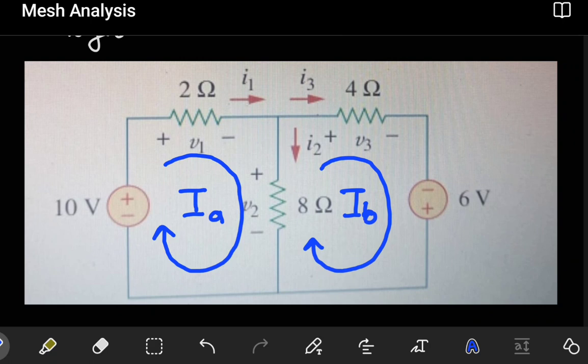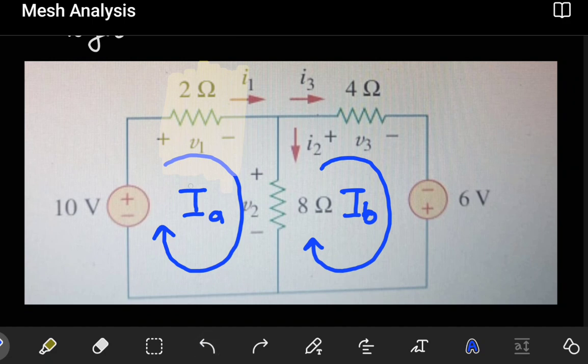Now, how does the individual current I1 relate to my mesh currents? All I have to do is come to where that current is passing, I1, and see which mesh current affects that branch. Clearly, the mesh current that affects this branch is just this mesh current IA.